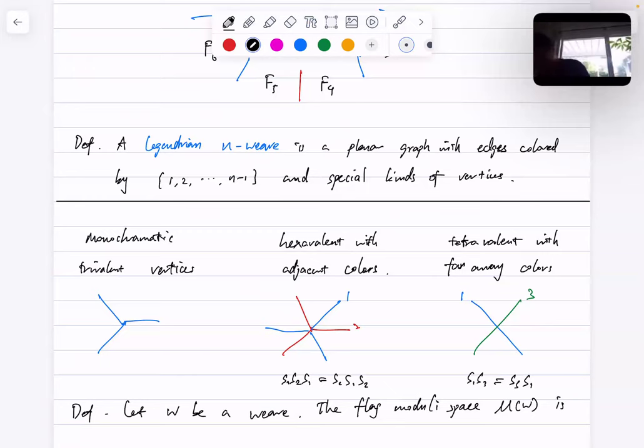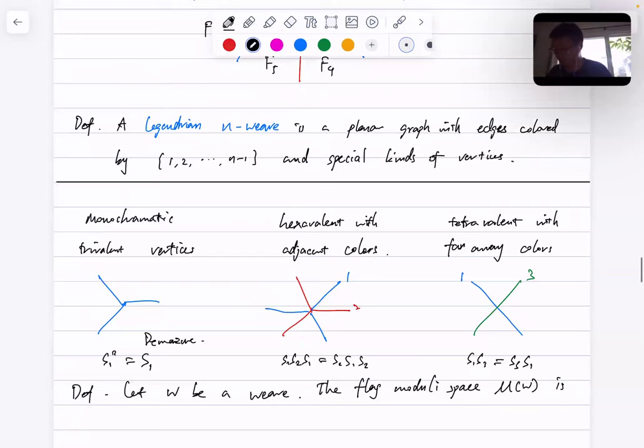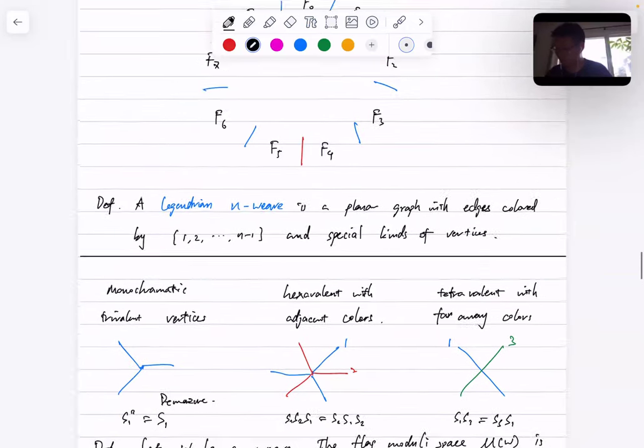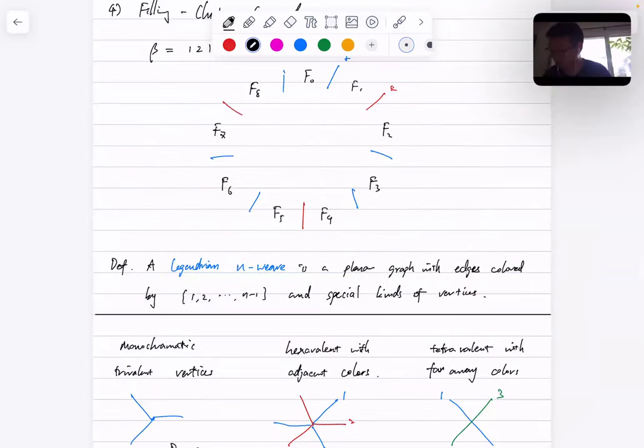So these two resemble the braid relations. And then the first one has something to do with the Demazure product. So it's like S1 squared equals S1. This is the Demazure product. Okay. So we allow these vertices. Let's do a practice and try to fill in this picture here.